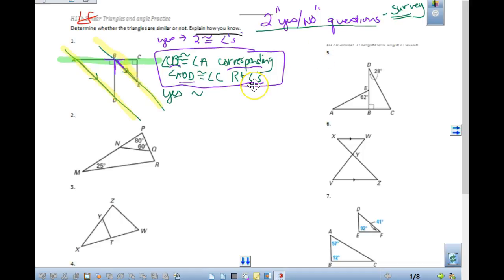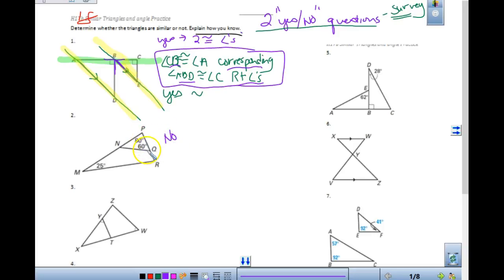Looking at this worksheet, H18. As you look at H18, this is what I specifically need. If you say no, like in number 2, were you going to say no on number 2, that they're not similar?